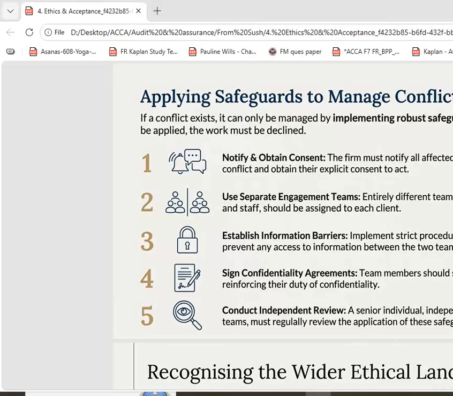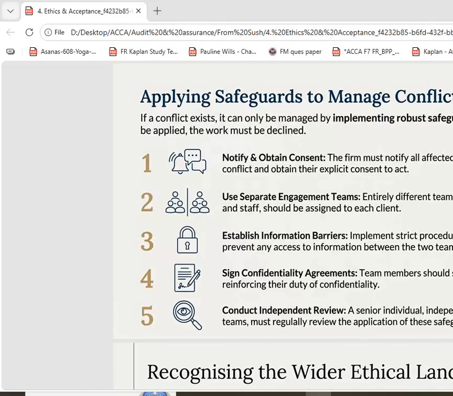Okay, applying safeguards to manage conflict of interest. If a conflict exists, it can only be managed by implementing robust safeguards. If these cannot be applied, the work must be declined. First one is notify and obtain consent. The firm must notify all affected clients of the potential conflict to obtain their explicit consent to act.